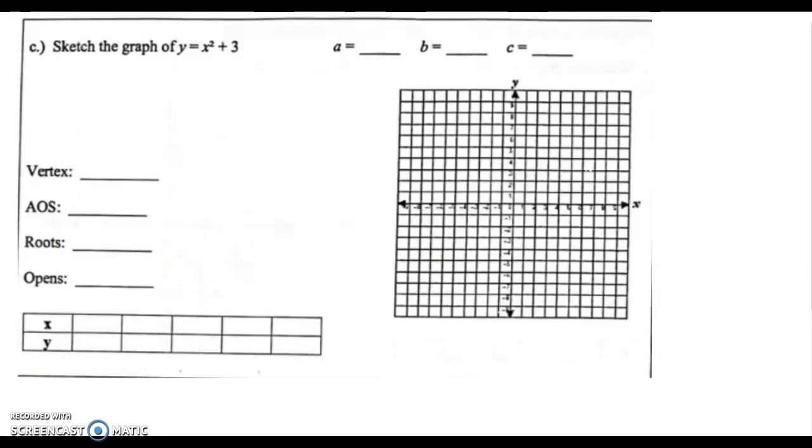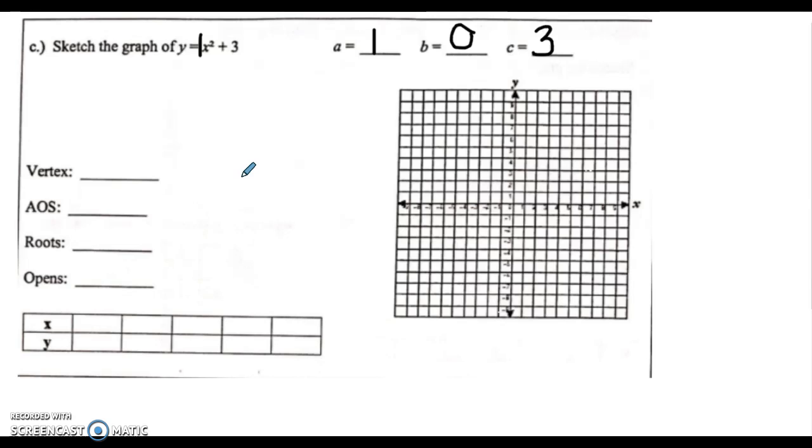So I wasn't going to do this one as an example, and then I realized it was super important that I did. Because, so let's see, it says y equals x squared plus 3. So your A is going to be 1. B, there isn't one. So what's the number for there isn't one? Got it? 0. And then your C, your constant at the end, is 3. Okay, so I want to figure out where's my vertex, and so on.